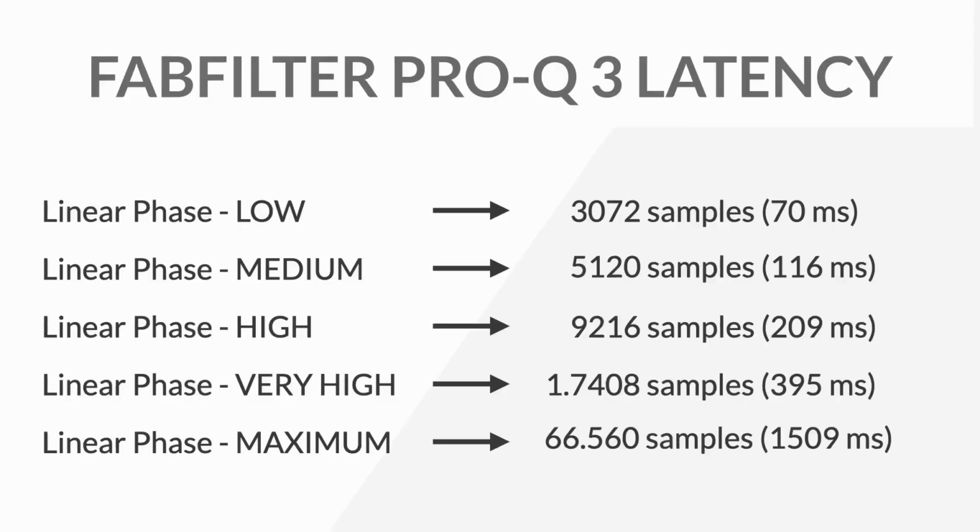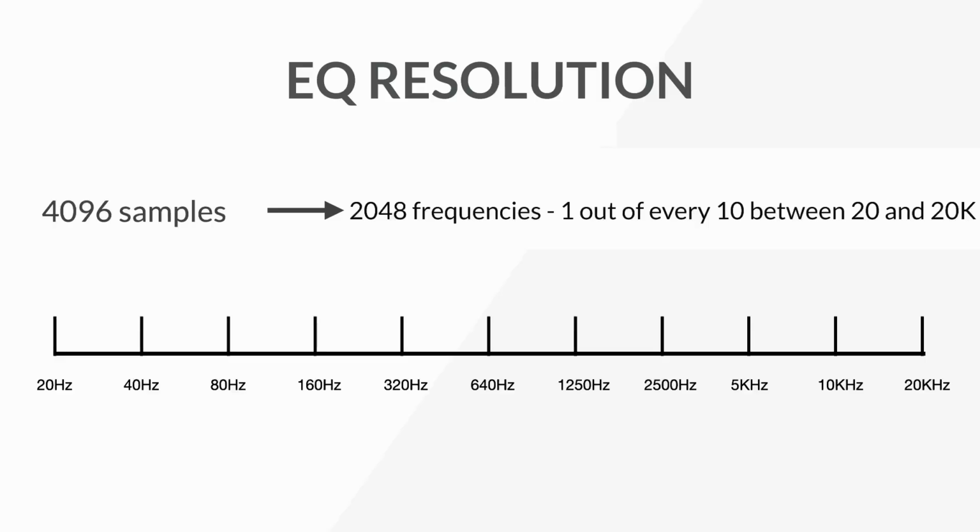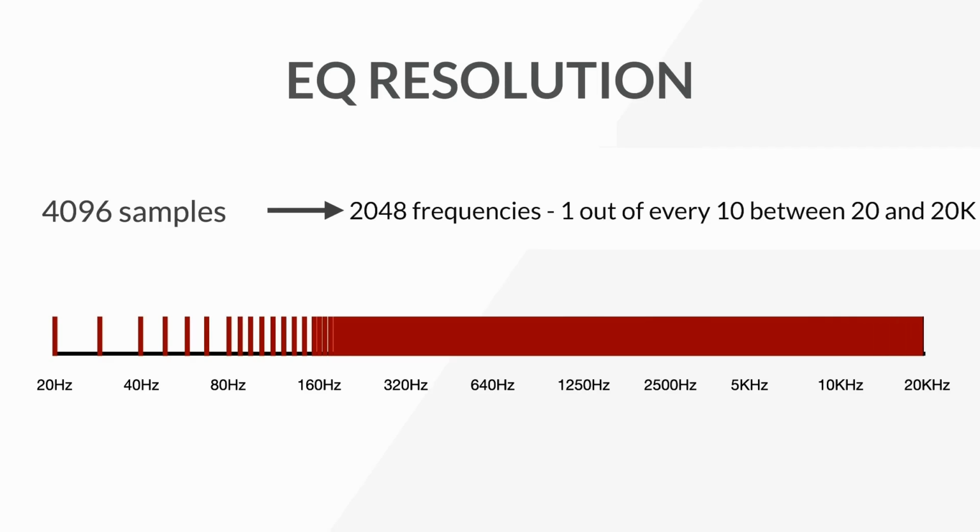You can always reduce the filter resolution to decrease latency, but this affects the quality of the filter itself, especially in the low frequencies. In fact, FIR filters are able to work on a number of frequencies equal to half the number of samples considered. For example, with 4,096 samples, you have 2,048 frequencies available to work on, which means 1 every 10 Hz between 20 and 20,000. This creates problems in managing low frequencies, because due to the logarithmic distribution, there are very few frequencies to work on, while it doesn't cause major issues in the mid and high frequencies.